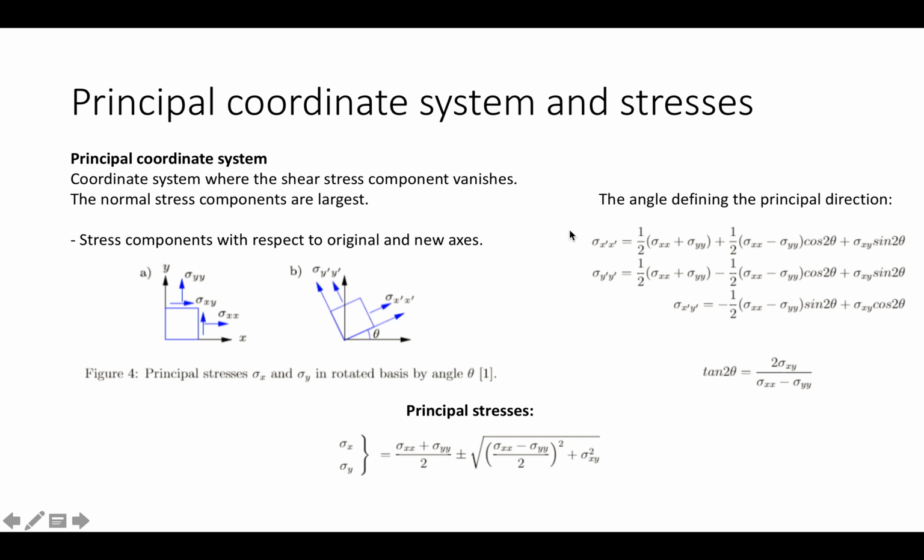We consider the transformed stress components as just found previously. We take the shear component term down here, set it equal to 0, and solve for the angle theta. So we find the angle which defines the principal direction or coordinate system, and it yields this expression. When we put the angle theta into the normal stresses, we end up with the principal stresses.